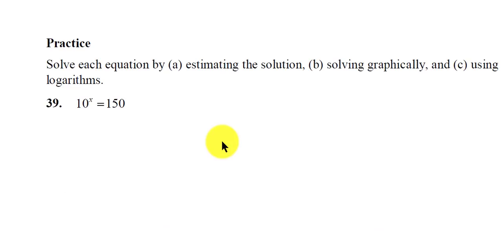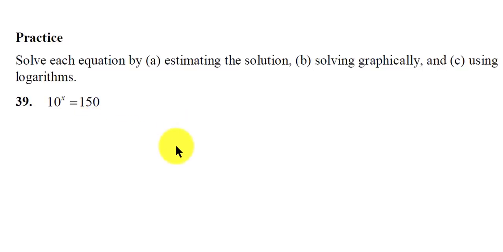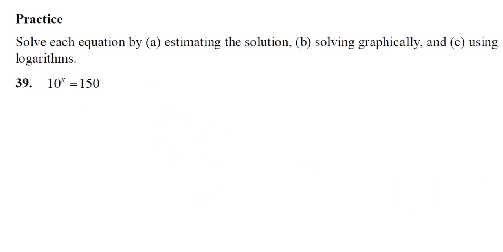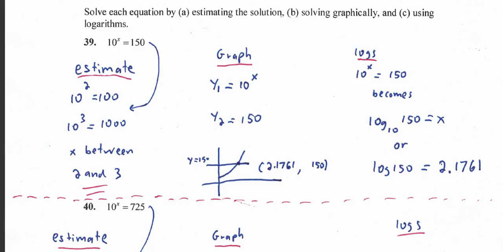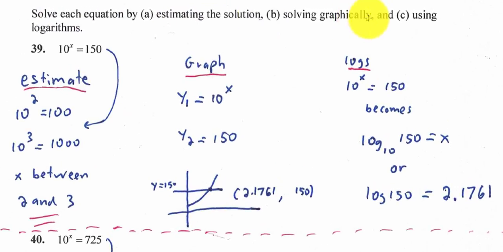I'm going to actually switch documents and show you a document that's already completed. So bear with me. Problem 39 asks us to solve the equation by estimating a solution, solving graphically, and then using logs or logarithms. So here's the problem. 10 to the x equals 150. So we're trying to figure out what value of x would result in 150.